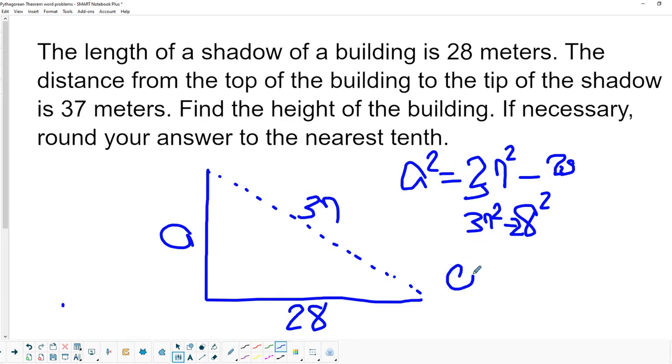So a equals 36.1. And that looks pretty reasonable. 36.1. And that's the height of the building, right? 36.1 meters. Okay, so there we go.